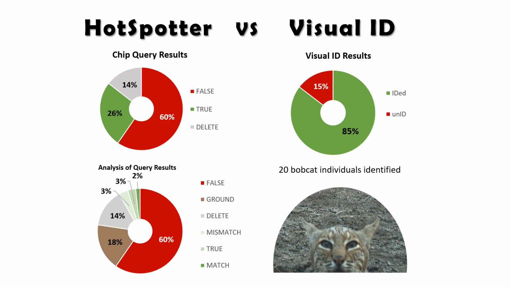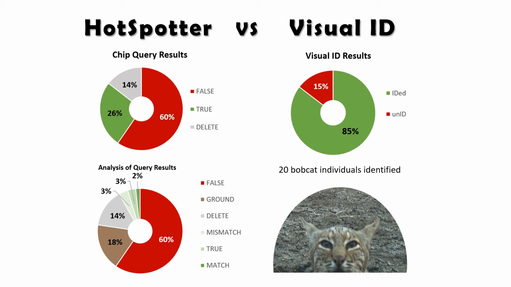Chip query results for HotSpotter showed that 60% of them were false, 26% of them were true, and 14% of chips needed to be deleted. Upon further analysis of these results, of the 26% that HotSpotter deemed true, 18% of those matches were from ground to ground, or from bobcat to ground, deeming them non-usable.